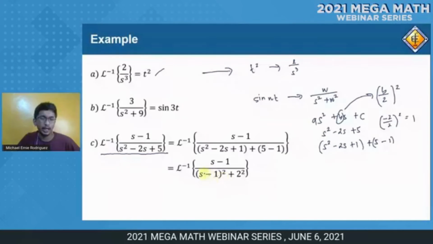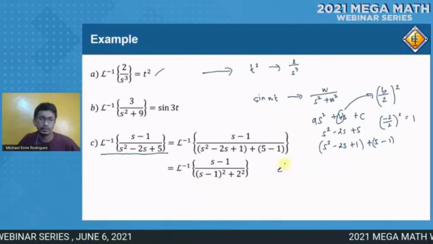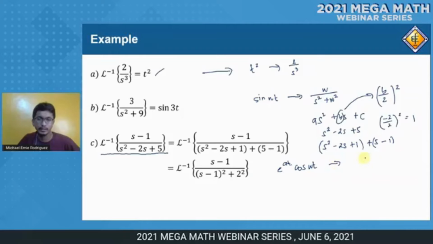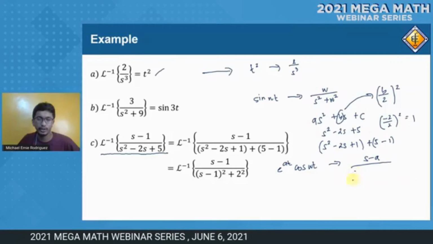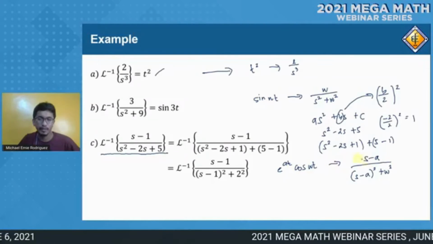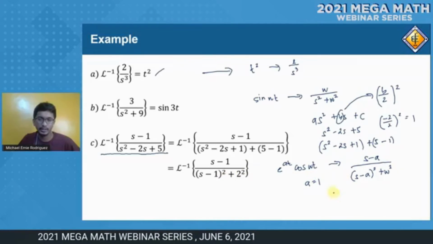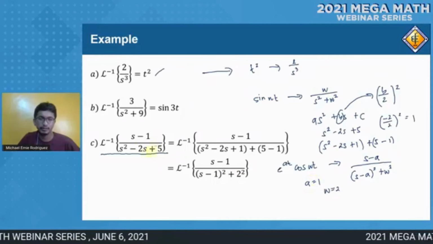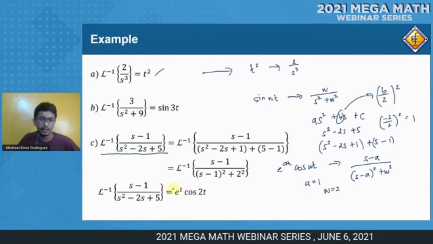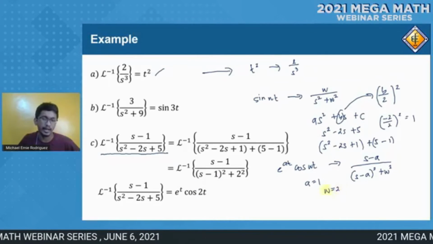Okay? And then, looking at the table, this is formula number 11. Okay? So, that is e raised to at, cosine omega t. So, that is s minus a over the quantity s minus a squared plus omega squared. Okay? So from this, yung a natin is 1, okay? And then yung omega is 2. So therefore, our answer for the letter C is e raised to 1t, or simply e raised to t, and then cosine 2t, since your 2 is our omega.